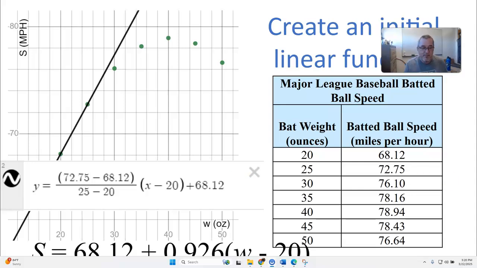And so here it is down here. Sorry, my taskbar is in the way. But so S equals 68.12 plus, there's the 0.926 from computing that. And I'm going to use the variables I use, W for weight, bat weight, minus 20. All right, so there's that initial linear function.